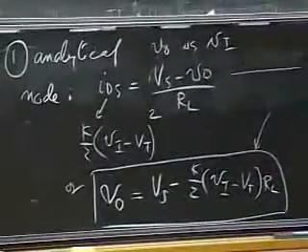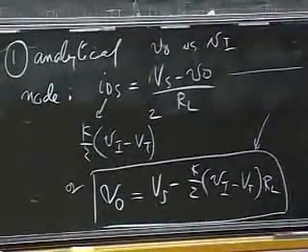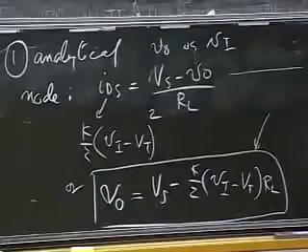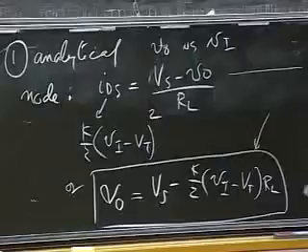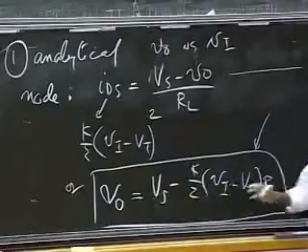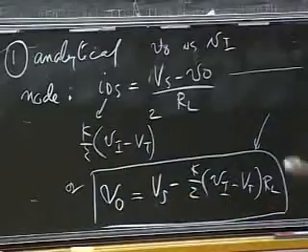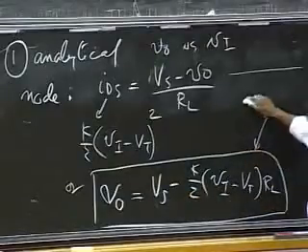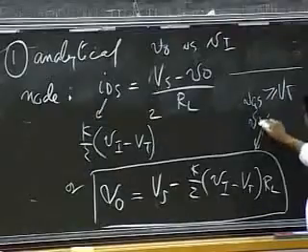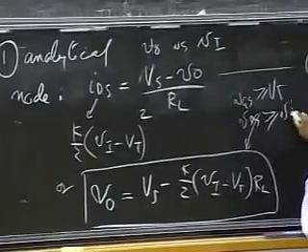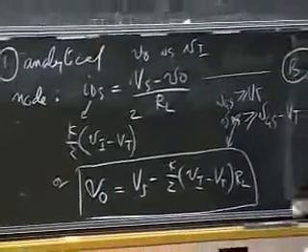Remember, this is true under certain conditions. I'll keep hammering that home, because some of the most common errors made by people are in forgetting the constraints under which this was obtained. The constraint is the saturation discipline. That was true when VGS for a MOSFET was greater than or equal to VT, and VDS was greater than or equal to VGS minus VT.